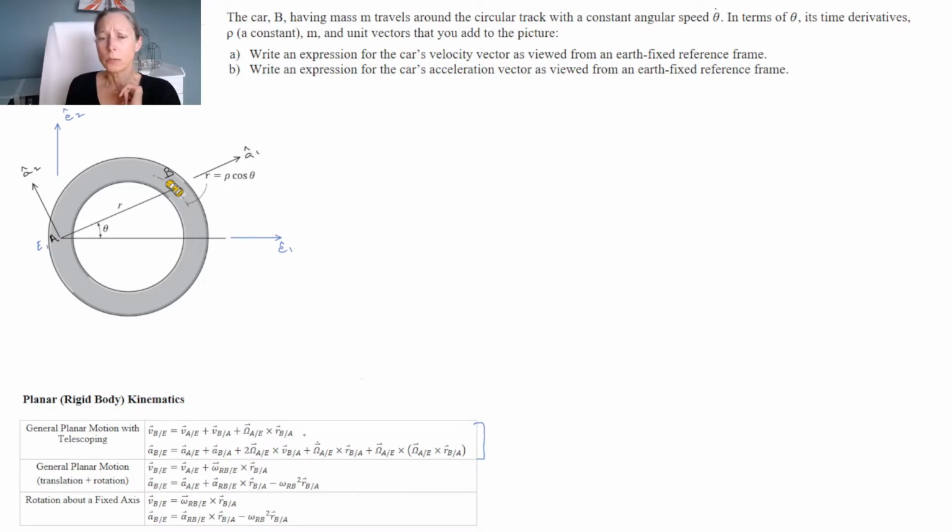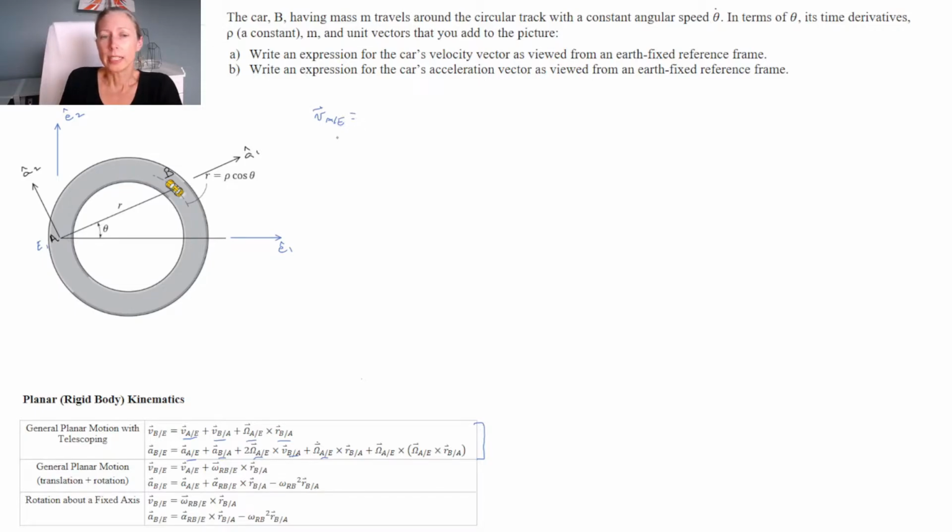Okay, so we know we're going to need these two equations, and as a result, we know that we're going to need values or terms for all of these elements. All right, so let's start there. Let's see if we can write expressions for each of those elements. And I'm going to start with the velocity of A with respect to E.